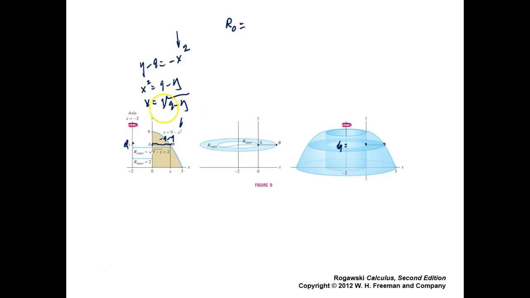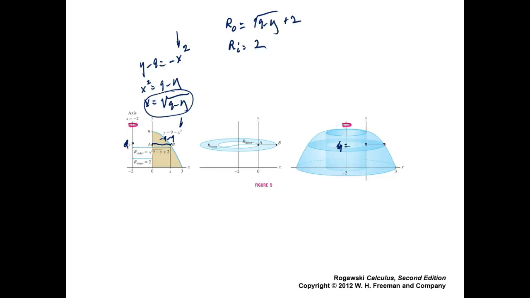It would be this x here, which is the square root of 9 minus y minus a minus 2. So that would be plus 2. And your inner radius is what? 2, yeah, because it's from -2 to 0, which is a distance of 2.